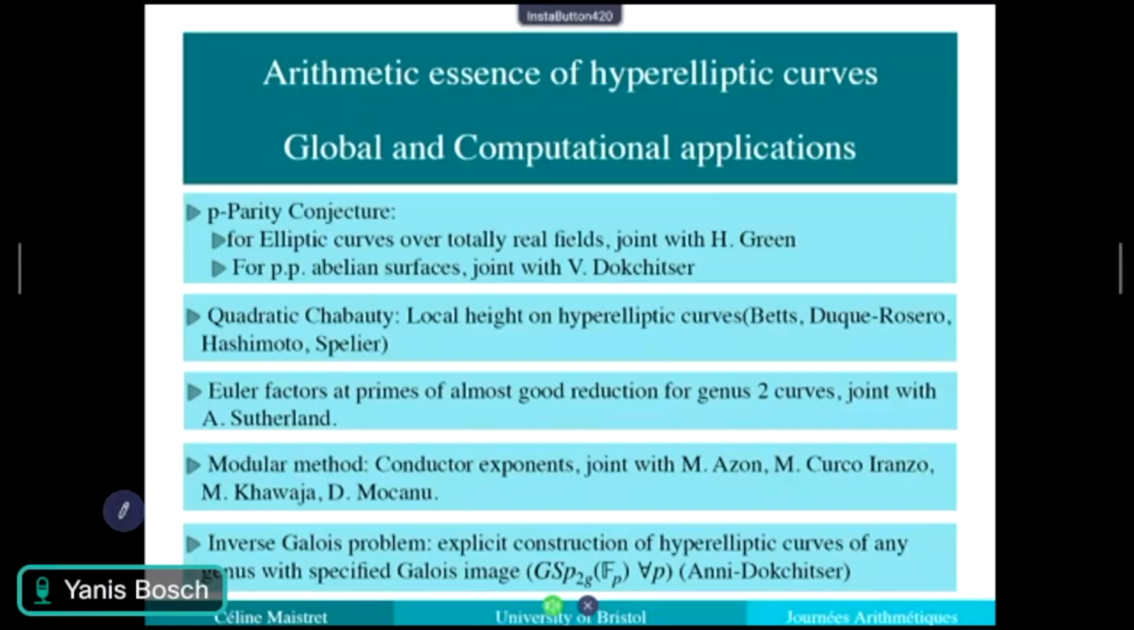And the last one will be an example of this reverse engineering that I talked about, which is a work of Anni and Dokchitser, and they explicitly construct hyperelliptic curves which have a specified Galois image. Okay.